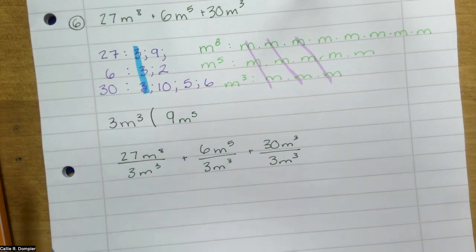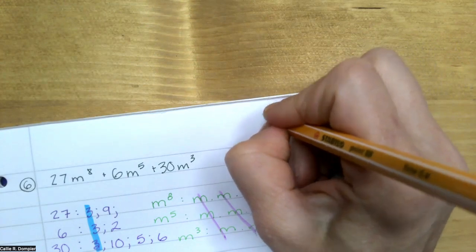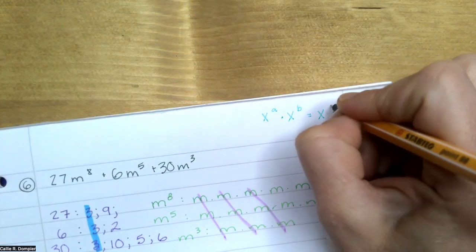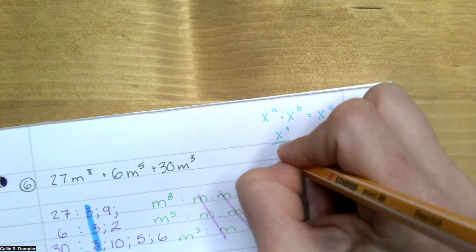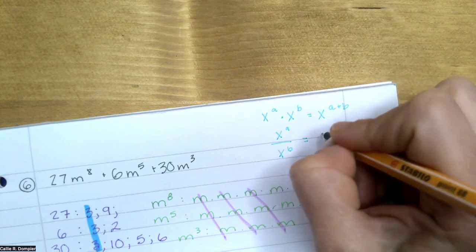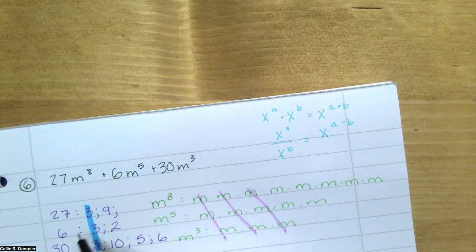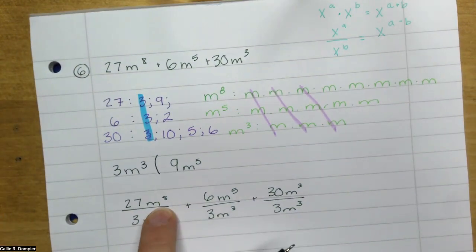Why is that? Because of the rule, right? So in 1.3, we learned that x to the power of a times x to the power of b is equal to x to the power of a plus b. X to the power of a divided by x to the power of b is equal to x to the power of a minus b. That's the other rule, okay? That's the one we're applying right now. So a minus b in this case would be 8 minus 3, which would give us 5. Good?